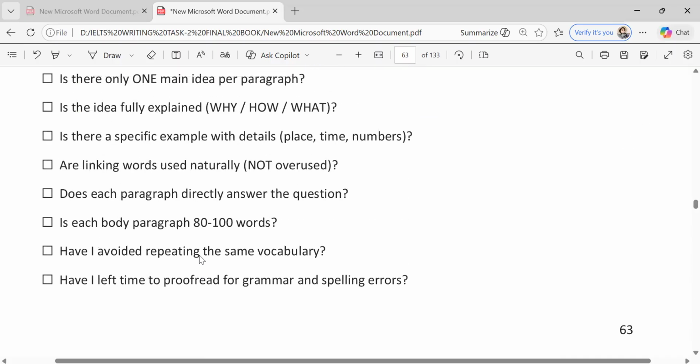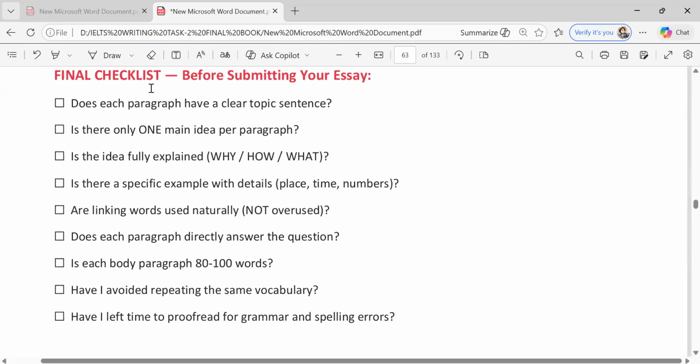Okay, and this is your checklist. Make sure that you understand. Final checklist. When you practice, try to understand if any part is clear to you and you don't have any issue with it, then you can mark it. Does each paragraph have a clear topic sentence? Is there only one main idea per paragraph? Is the idea fully explained, is there a specific example, and are linking words used naturally, not overused? And does each paragraph directly answer the question? Is each body paragraph 80 to 100 words? Have I avoided repeating the same vocabulary? No repetition. And have I left time to proofread for grammar and spelling errors?